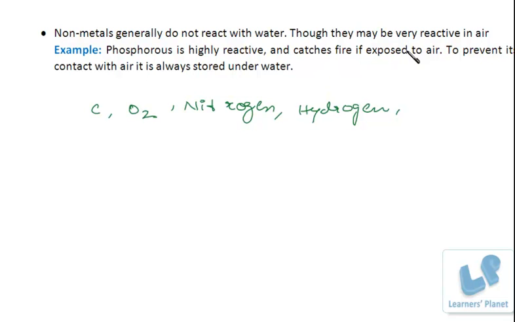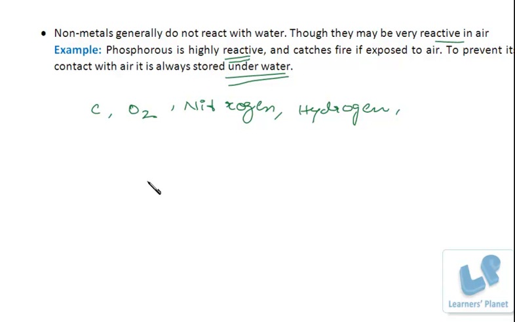Though some may be very reactive in air, they do not react with water. For example, phosphorus. Phosphorus is highly reactive and it catches fire if exposed to air. To prevent its contact with air, it is always stored under water. Got it? So this is the difference between the chemical property of metal and non-metal, that is, the reactivity of metal and non-metal with water.